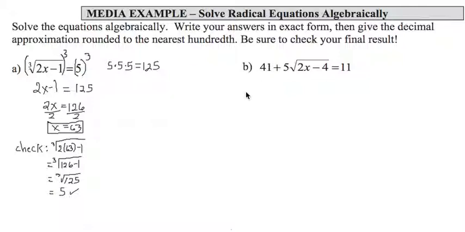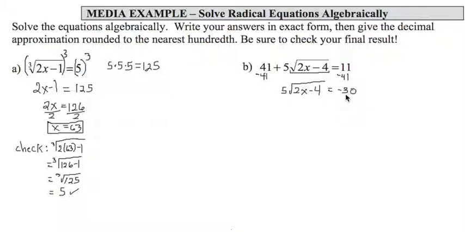Now let's move over to part B. We have a different kind of radical equation. The radical part is here. So I'm going to want to begin by subtracting 41 from both sides. I want to isolate the radical part of my equation. If I do that, I get 5 times the square root of 2x minus 4 equals negative 30.